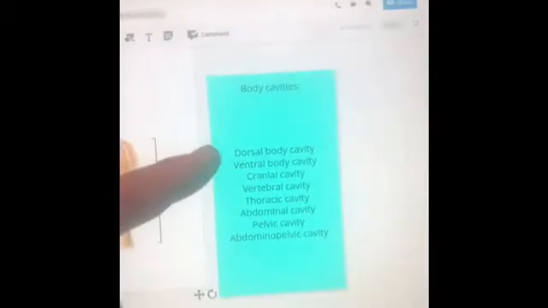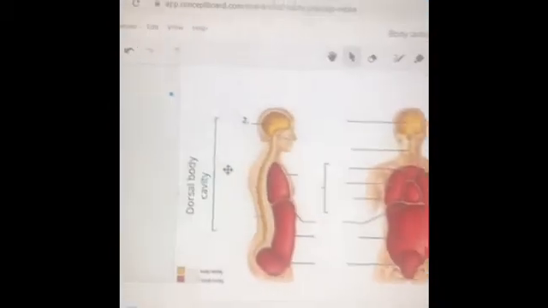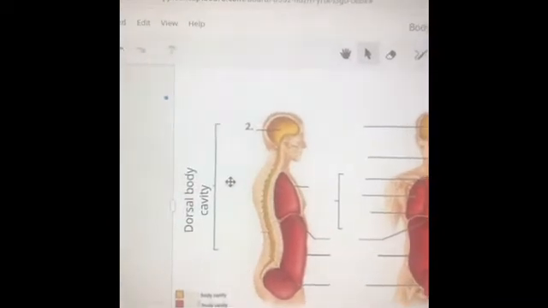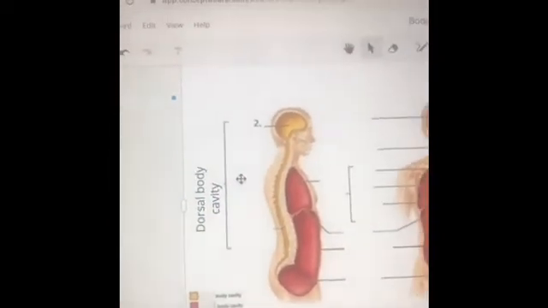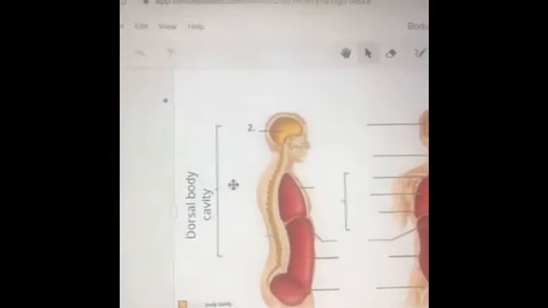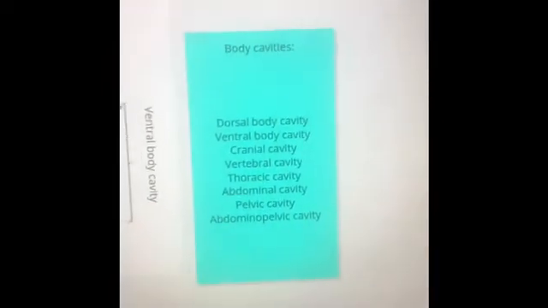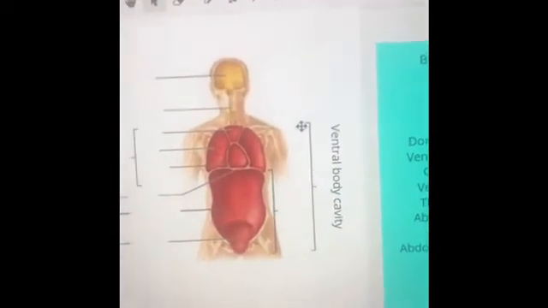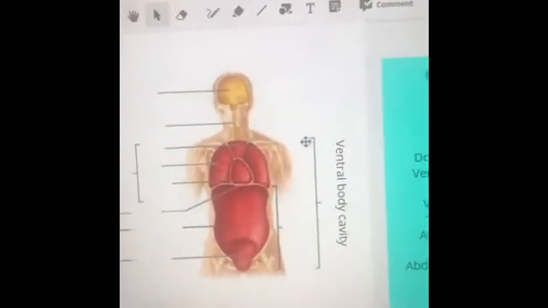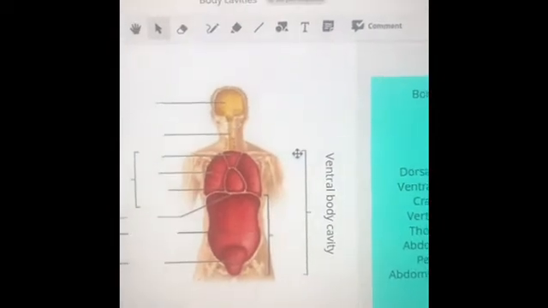So the first one we have to identify is the dorsal body cavity, which would be right here, and this is one of the major body cavities. Whenever I think of dorsal, I think of a dorsal fin, which is on the back, so maybe that can help you remember a little better. The next one is the ventral body cavity, which can be found right here, and this consists of the thoracic cavity, the abdominal cavity, and the pelvic cavity, which we will go on to later.